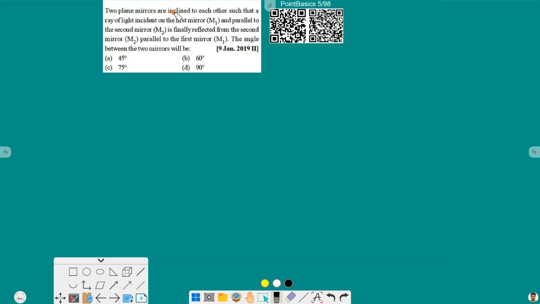Two plane mirrors are inclined to each other such that a ray of light incident on the first mirror M1 and parallel to the second mirror is finally reflected from the second mirror M2 parallel to the first mirror M1. The angle between the mirrors is.